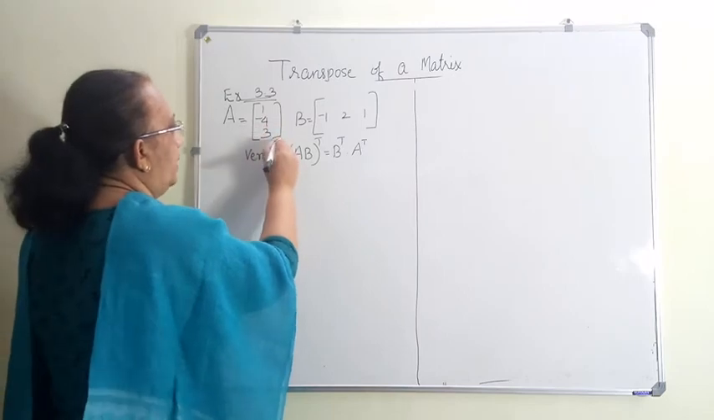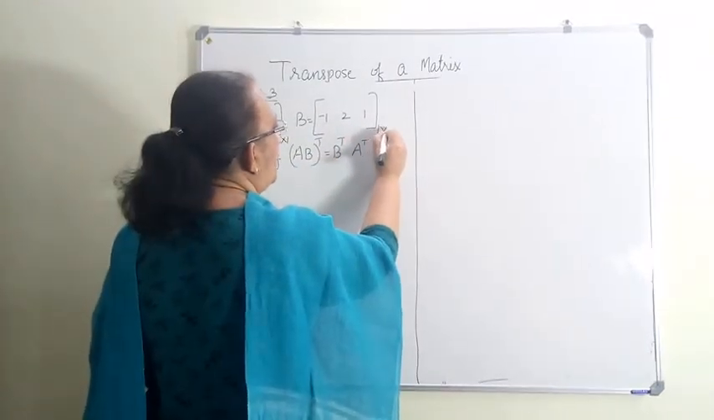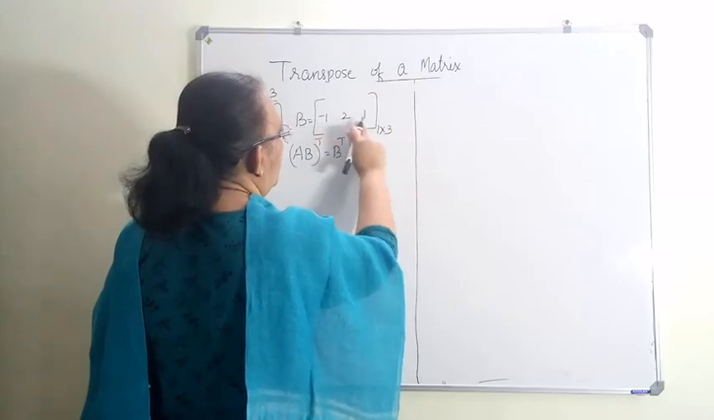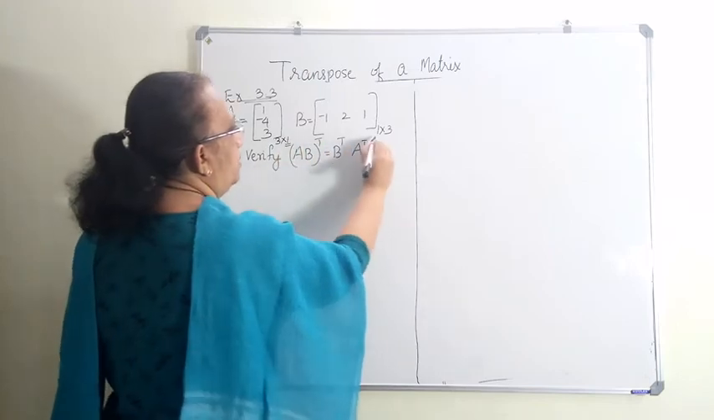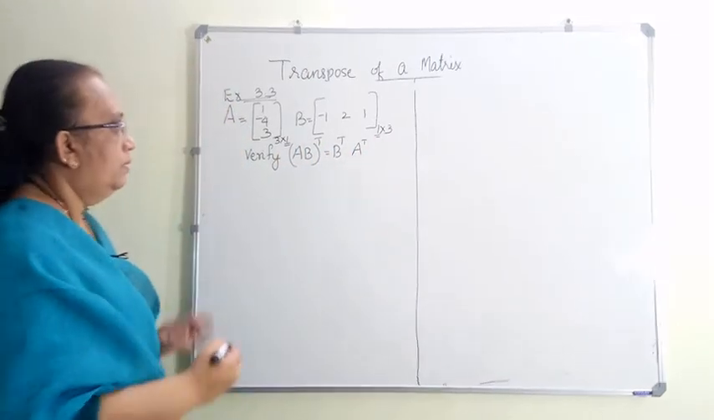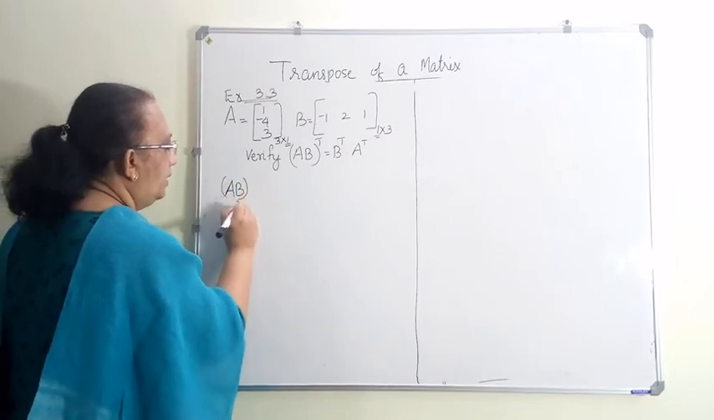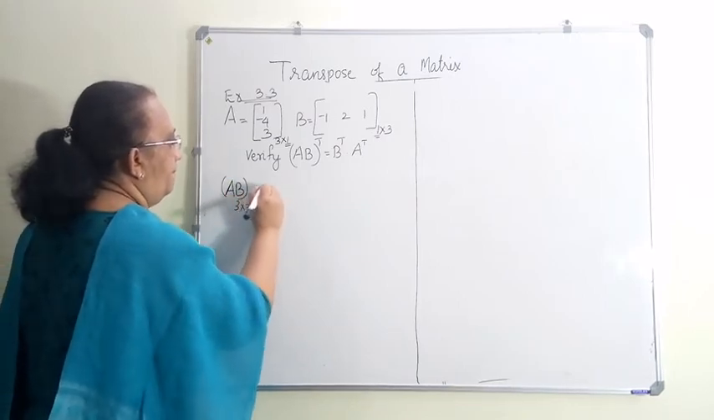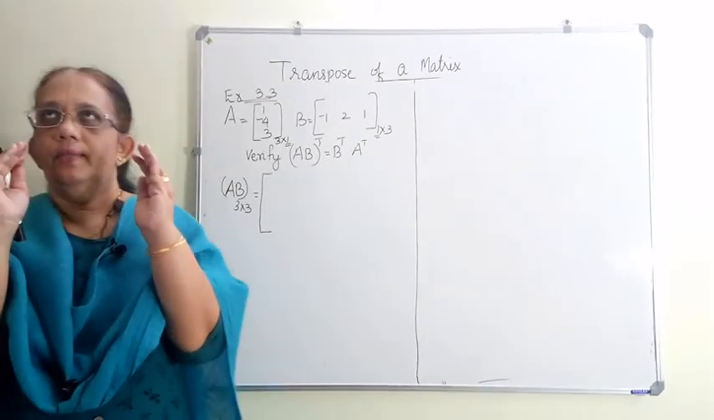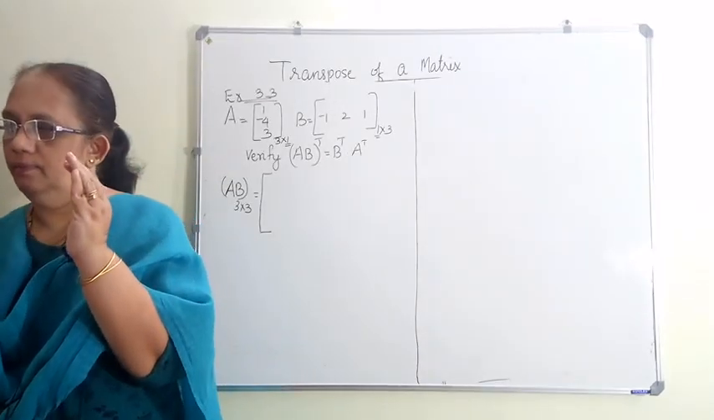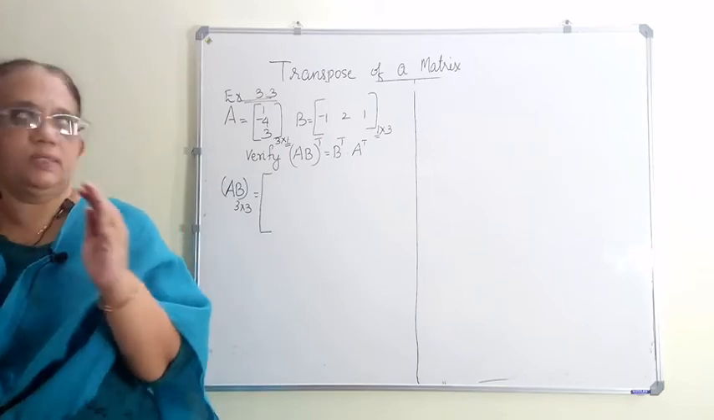How many rows are there? 3 rows and 1 column. Here it is 1 row and 3 columns. It's conformable? Yes. So what will be the order of AB? AB will be of order 3 by 3. So it should come to your mind that 3 by 3 will have 3 rows. It's a big matrix, 3 rows and 3 columns.